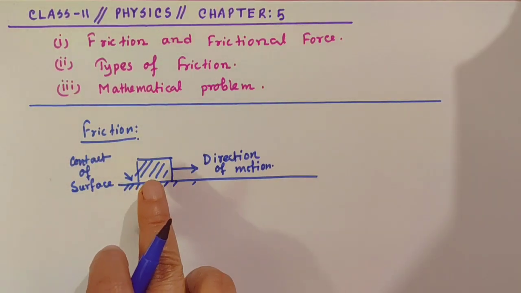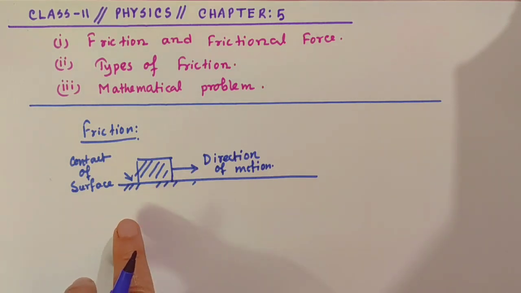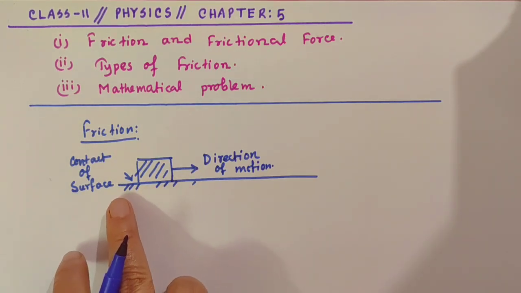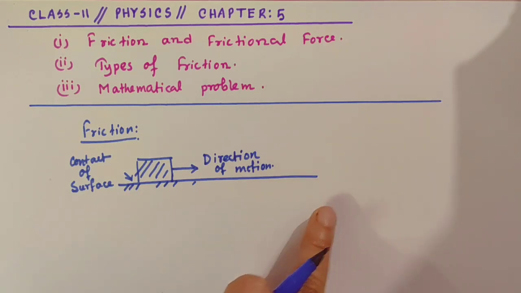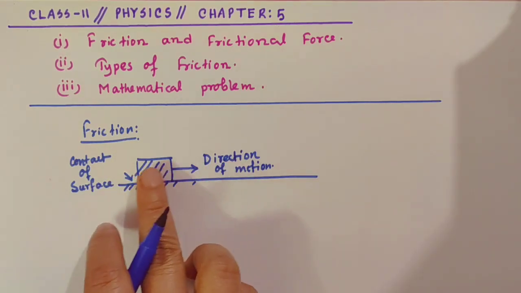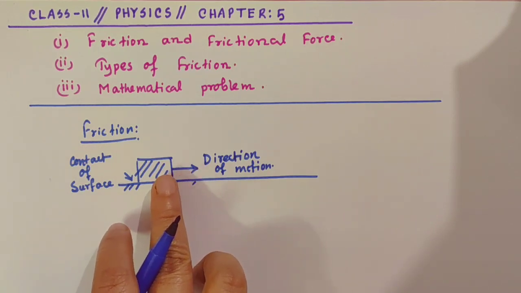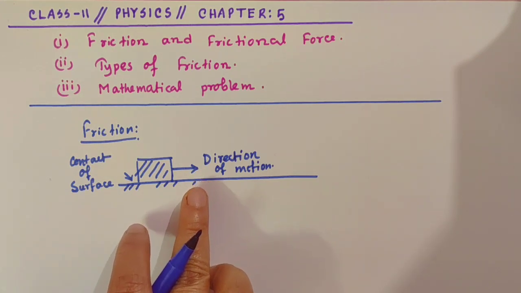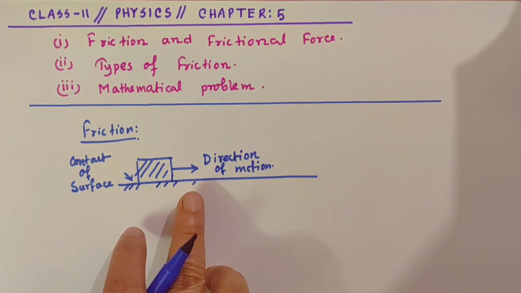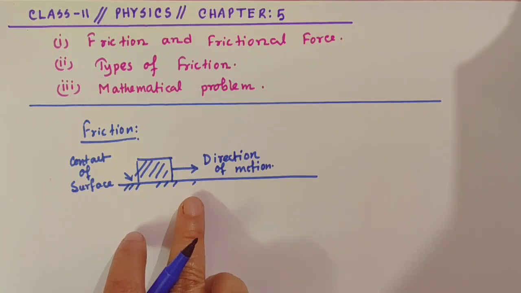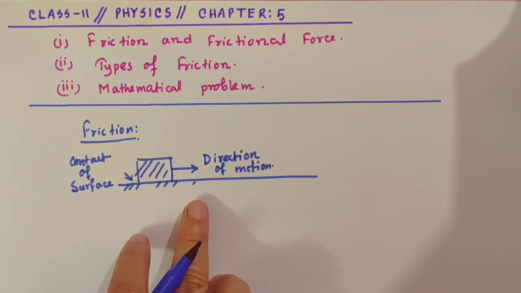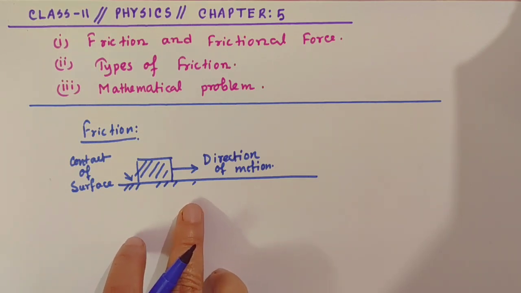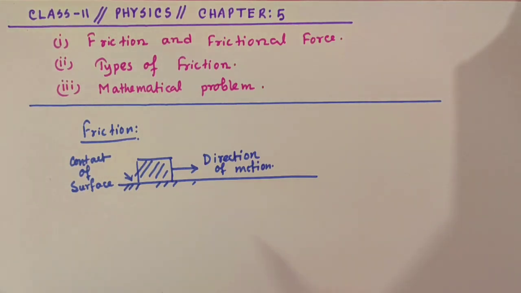Suppose this is a wooden block. So consider a wooden block placed on a horizontal surface and give it a gentle push. Then the block slides through a small distance and comes to rest. Then according to Newton's second law, a retarding force must be acting on the block. This retarding force or opposing force is called friction or frictional force. So what is frictional force?